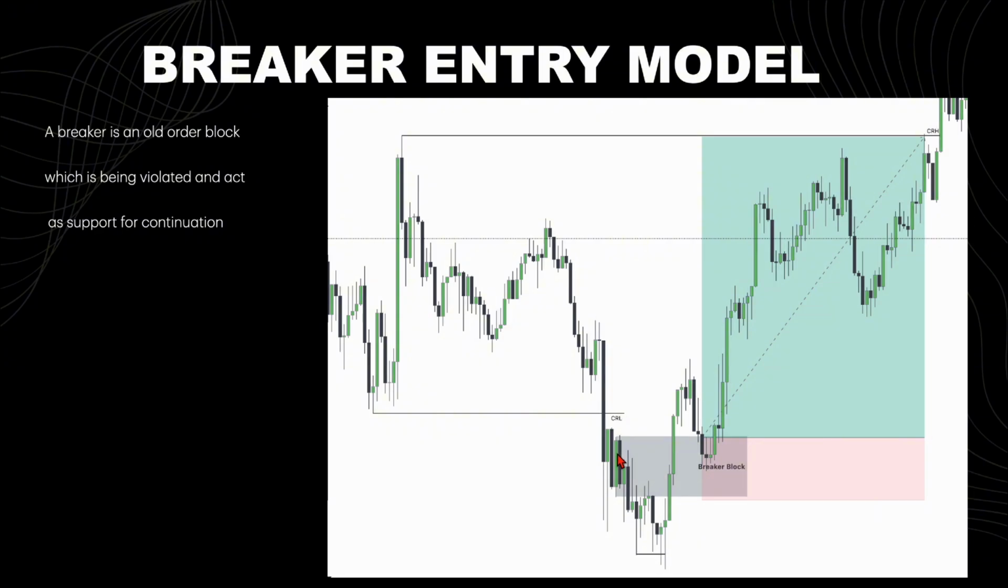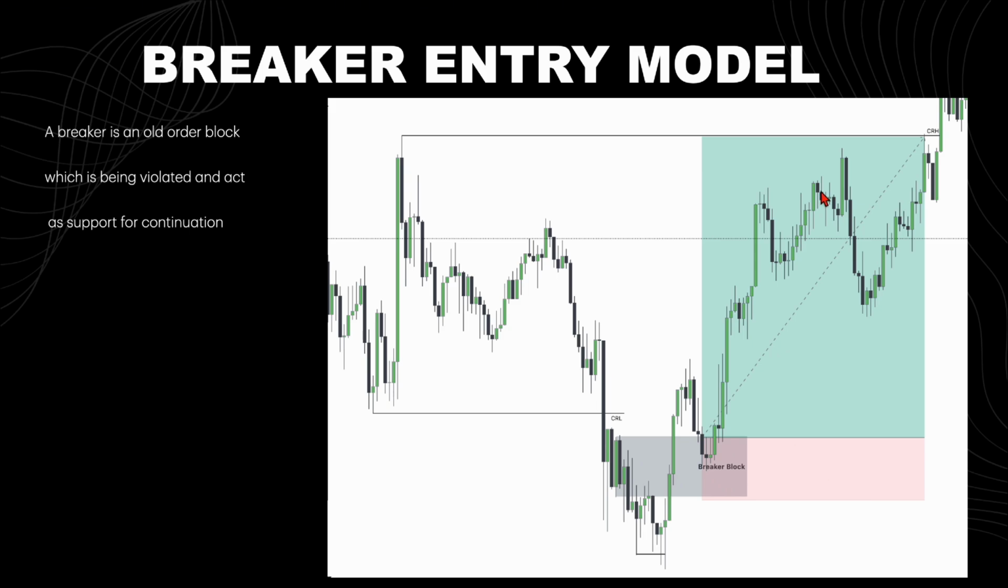If you miss the turtle soup, inversion, and Model 1 entries, you can enter in the breaker as well. Also, most of the time a breaker is just sitting above or below the last fair value gap, the price didn't rebalance that FVG, and it retests the breaker and moves to the target.